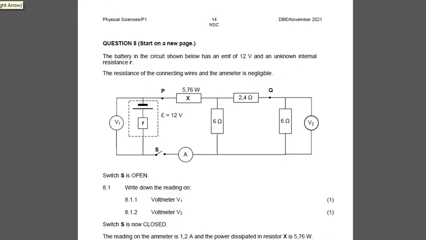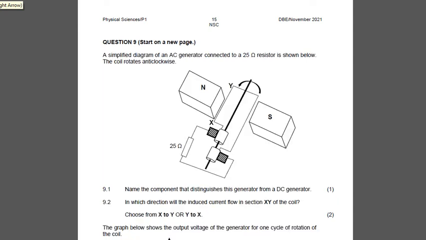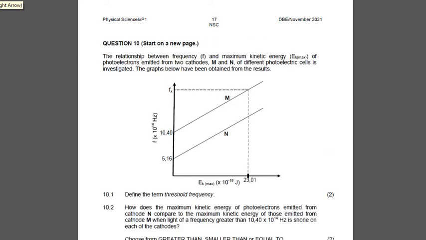Then we have question number 8, which deals with an electric circuit, a rather complicated looking electric circuit. Question number 9 deals with motors, generators, and AC current. Then we have the last question, question number 10, which deals with the photoelectric effect.